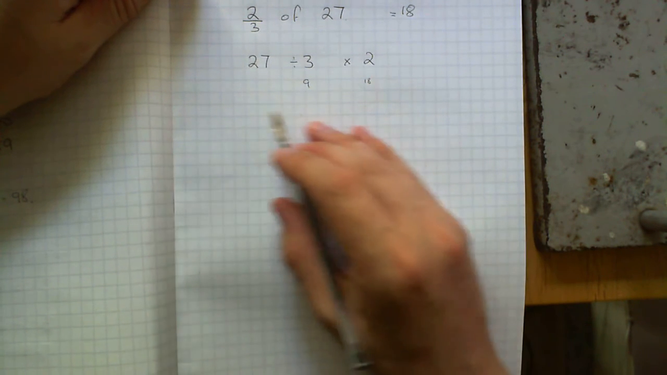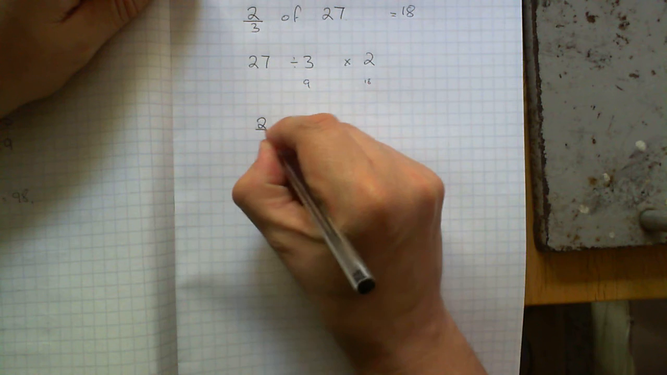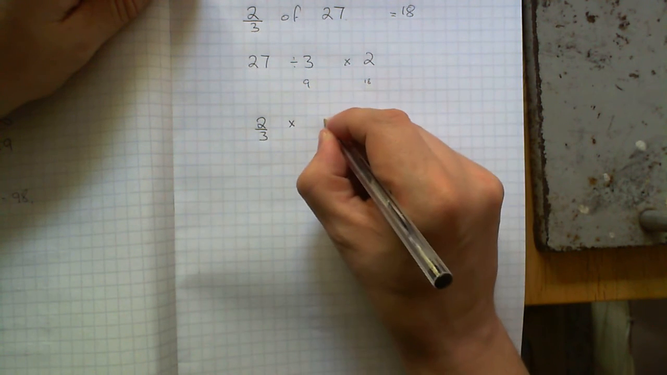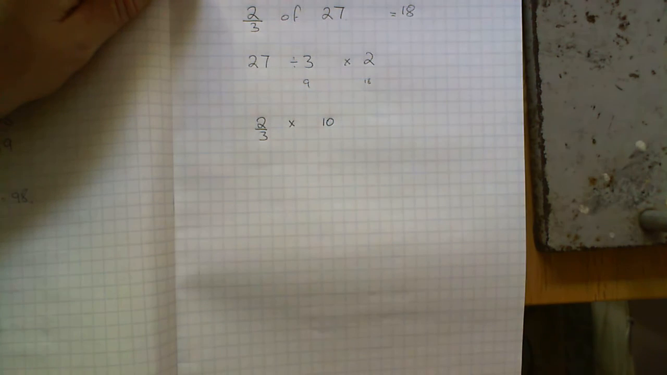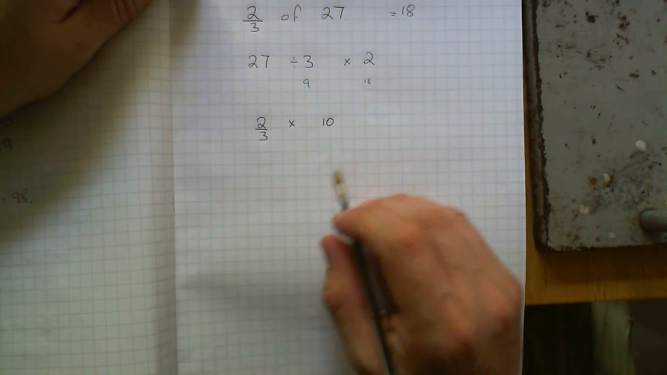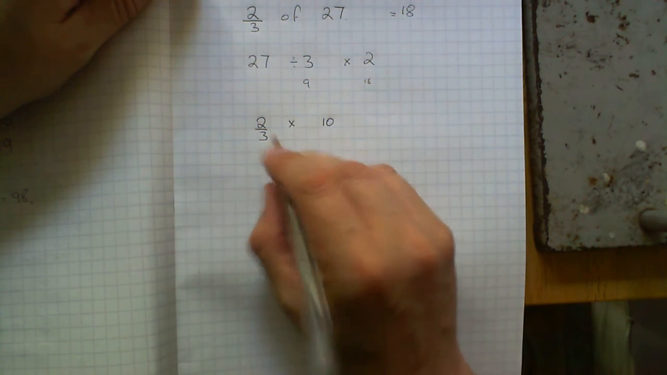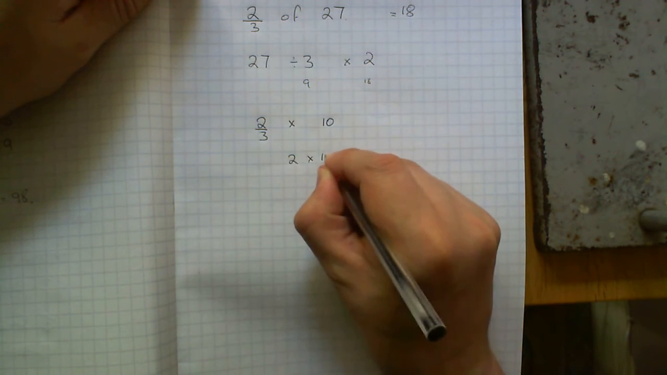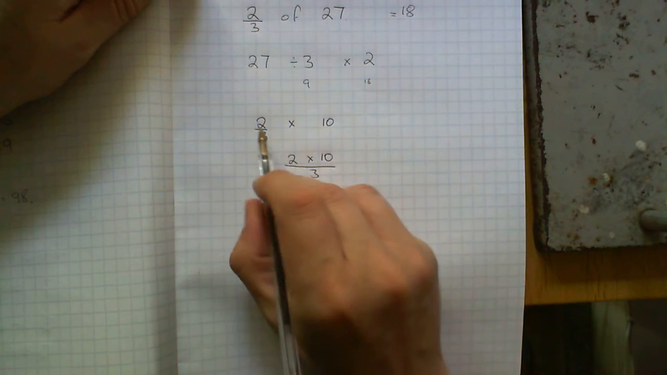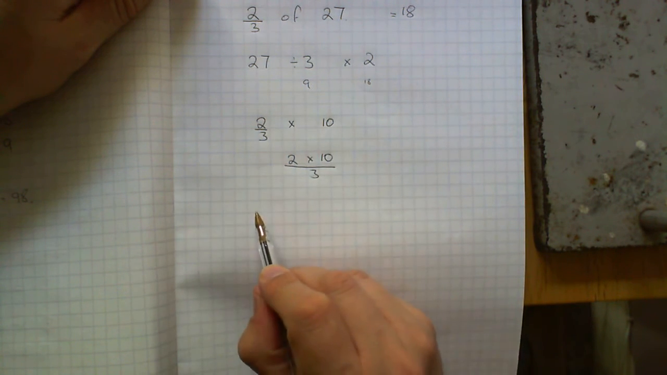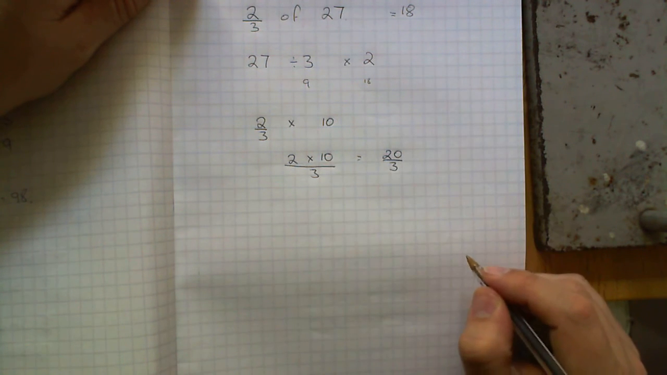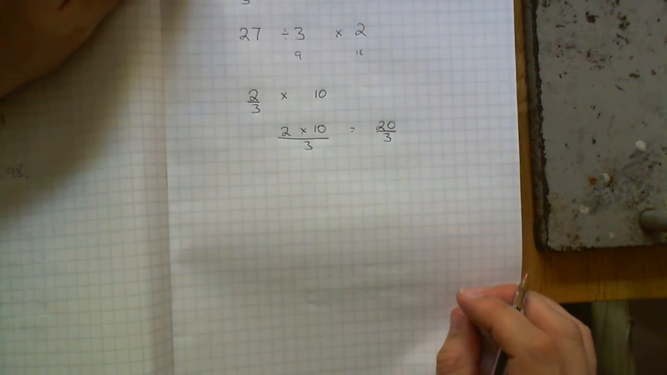Now sometimes the numbers won't work out nicely at all, so let's have a look at 2/3 multiplied by, let's say, 10. Okay, so this isn't going to work out particularly nicely like the last question did. So what I'm going to do is do the top number multiplied by this, so I'm going to have 2 times 10 all over 3. So just multiply the two numbers on the top, which gets me 20 over 3.